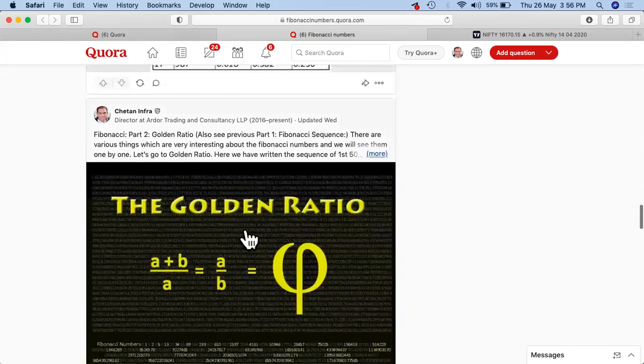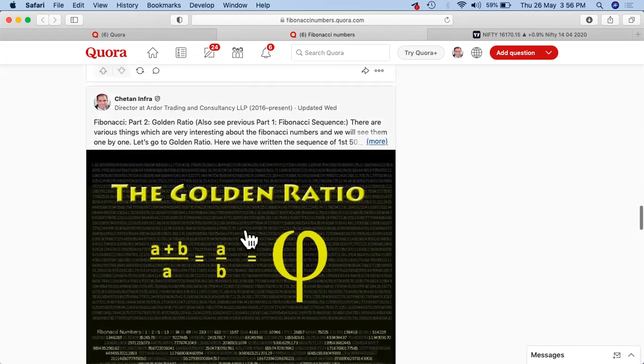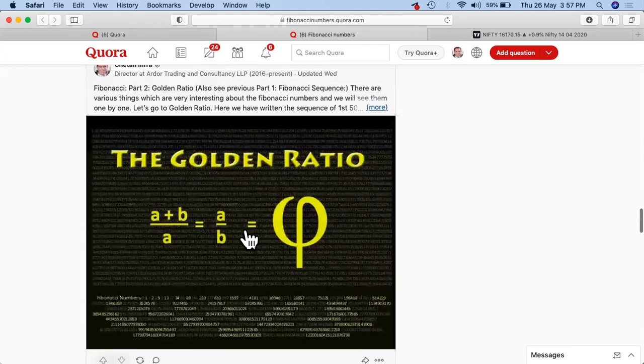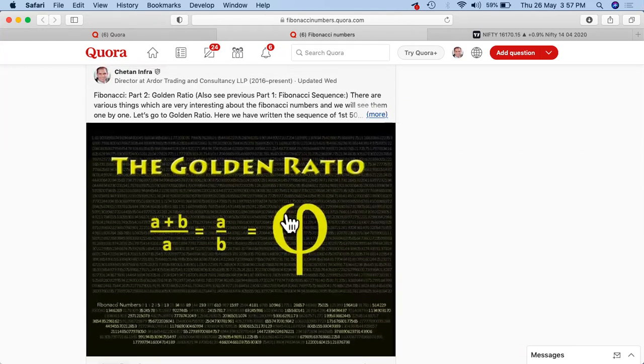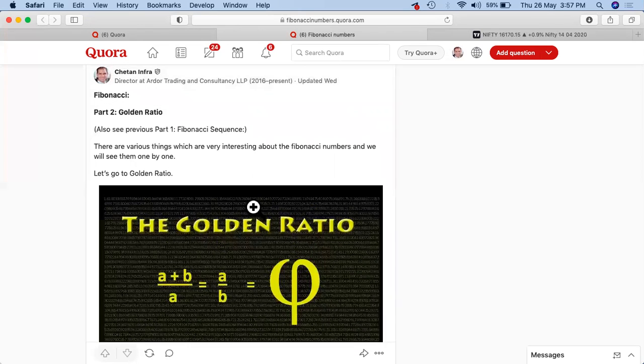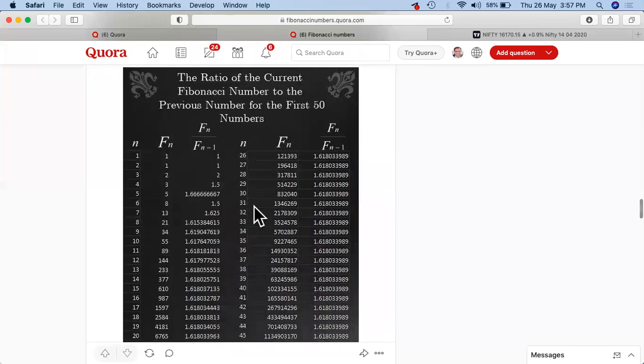Right. Then we saw the golden ratio. There are two terms which are there as golden ratio. One is 1.618, and again 0.618 is also termed as golden ratio because they are square roots of each other.